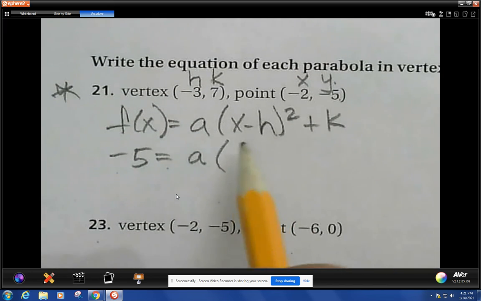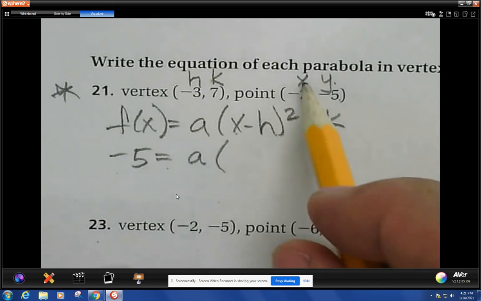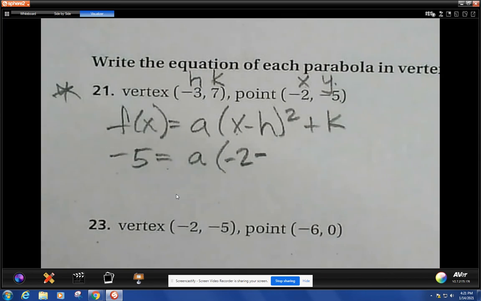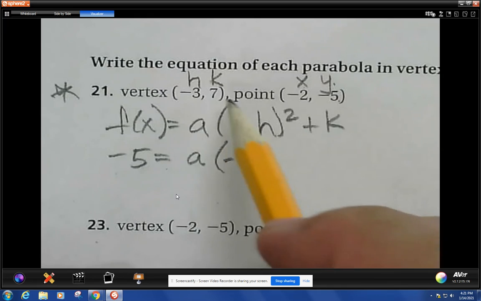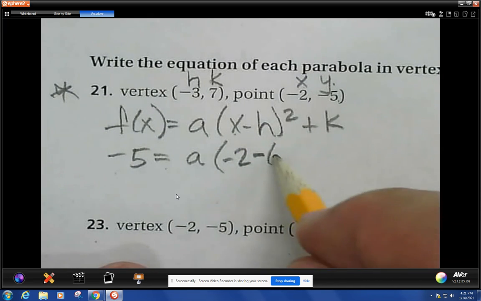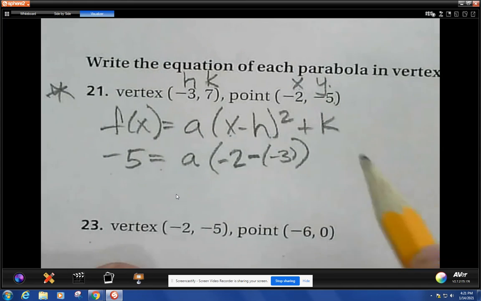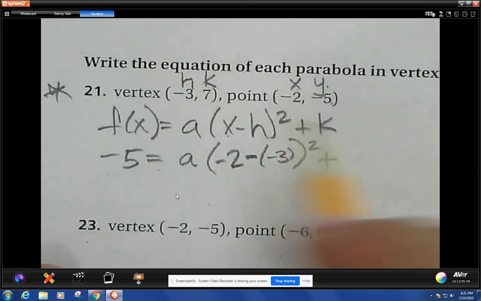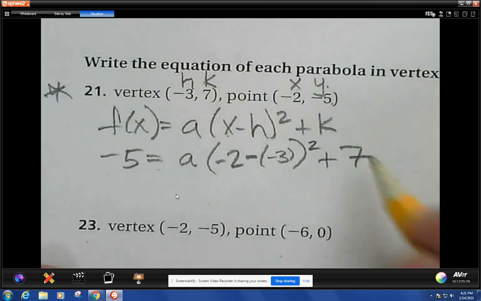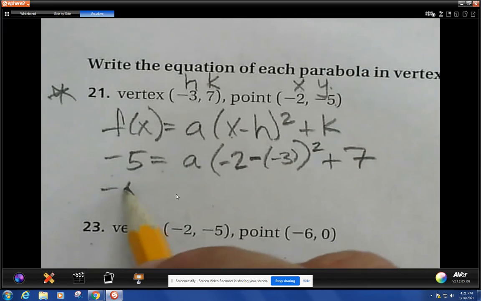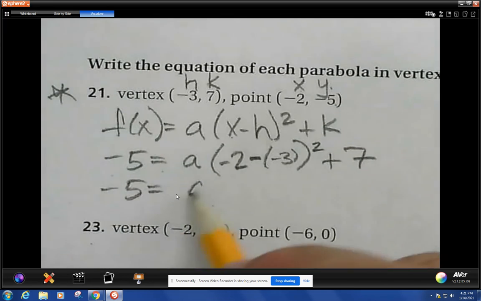Now I can put in this value of x, right? My value of x is -2, minus, that minus is part of my formula, h is -3. So I've got minus a -3. I'm just going to write it out like this now, and then we'll clean it up in just a minute. Squared plus k. So my value for k is actually 7. Okay. So now here's what I'm left with. I've got -5 equals a.